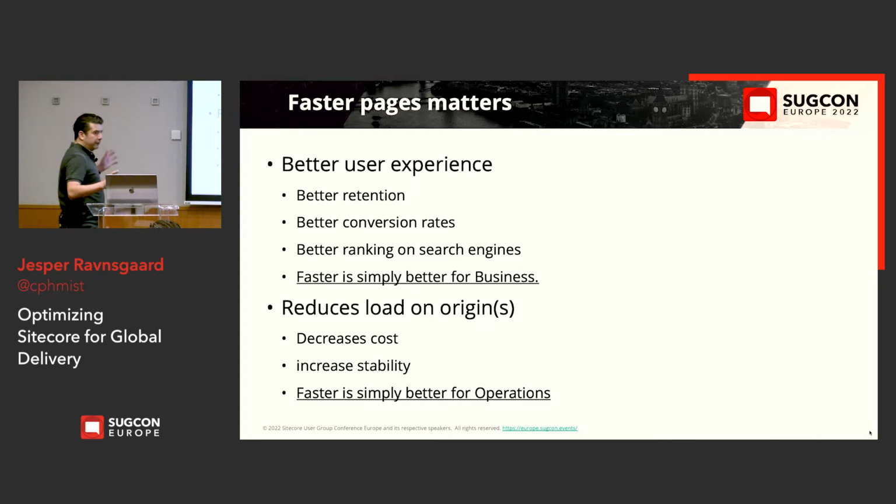So faster is better for business. Point number two is the more you move to the edge, the more you reduce the load on your origins, your CD servers in the typical setup. That means that you reduce the resource drain on them. You reduce the cost through that. You increase the stability. So from an operational point of view, that's better.